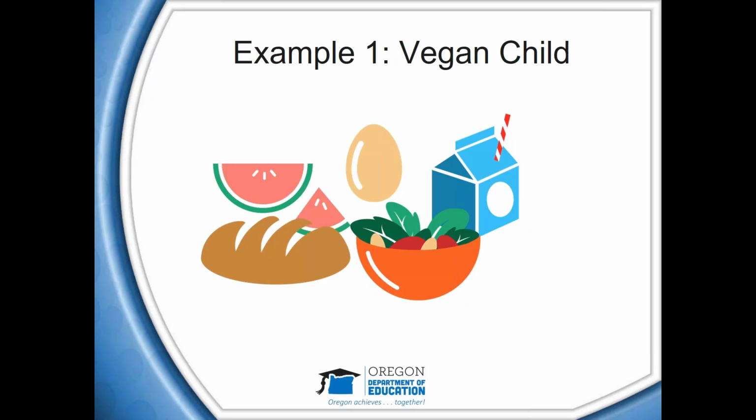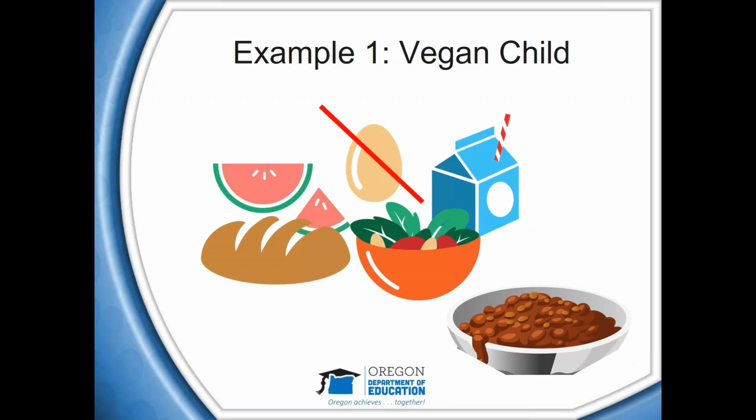If you were going to serve this child the lunch that's on the screen, you will need to substitute the egg, since vegans do not eat animal products. You can substitute the egg with vegan baked beans. You can also substitute the cow's milk with a nutritionally equivalent soy milk, which we'll touch on in a moment. In this case, if the vegan child gets beans instead of an egg and a nutritionally equivalent soy milk instead of cow's milk, they would still be receiving a fully reimbursable lunch, since this meal has all 5 required components.